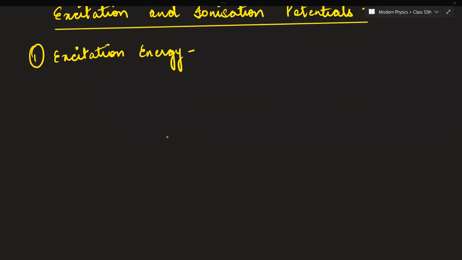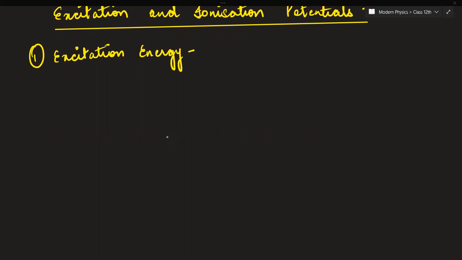So two topics are there, excitation potential and excitation energy. And second is ionization energy and ionization potential. Ionization energy, I believe you people have done and used a lot in chemistry. So this is exactly the same thing. Now see what is excitation energy and what is excitation potential. Is there any difference or are both the same?